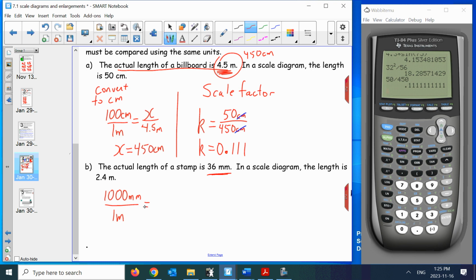And the actual length of the stamp is 36 millimeters. So I'm matching that top, millimeter. X. 36 times 1, that's still 36. Divide by the lower. Cross multiply the diagonals. Divide by 1. 36 divided by 1,000. Good golly. You know what this is? Some people can do it in their head. If not, use a calculator.